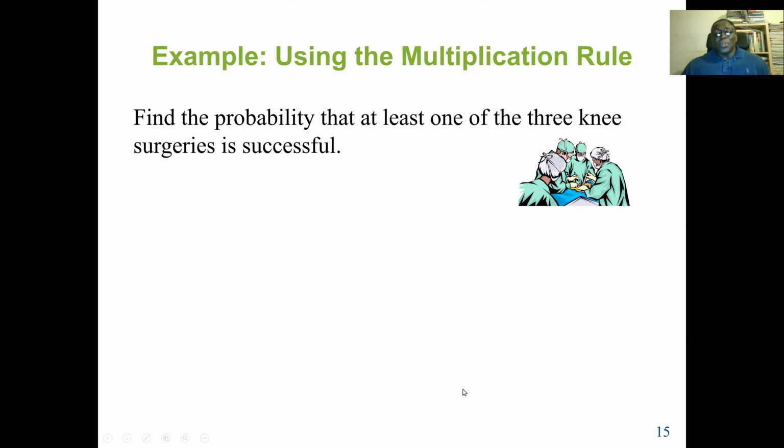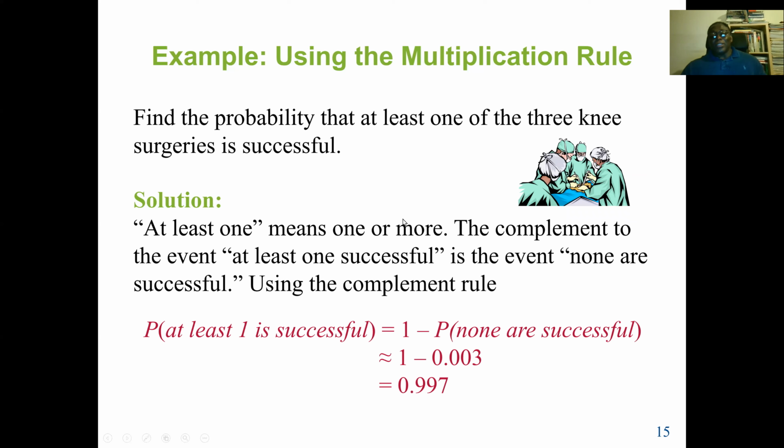So find the probability that at least one of the knee surgeries is successful. So at least, we'll say, is cumulative probabilities. At most 1 means we can go at most up to 1. At least 1 means we have to start from 1. And remember the highest is 3. So at least means 1 or more.